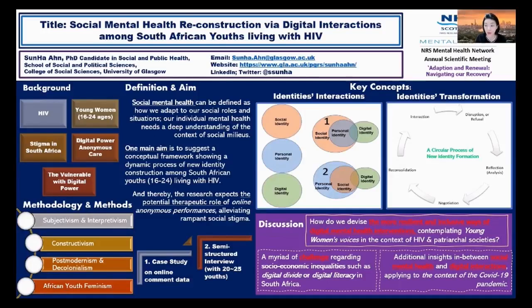Number 1 diagram represents a patriarchal society or strongly religious society, such as South Africa and Islamic countries. And number 2 diagram represents one of the ideal compositions among the 3 identities.